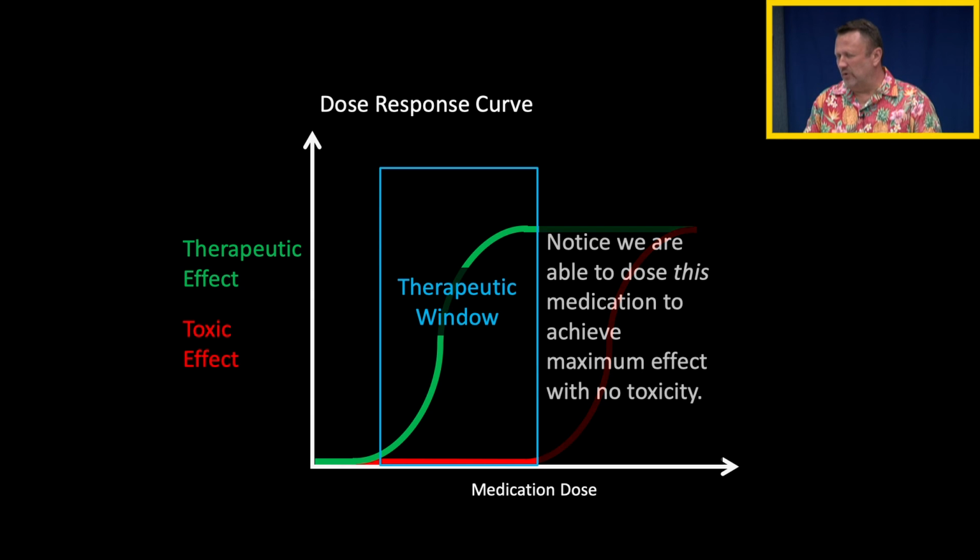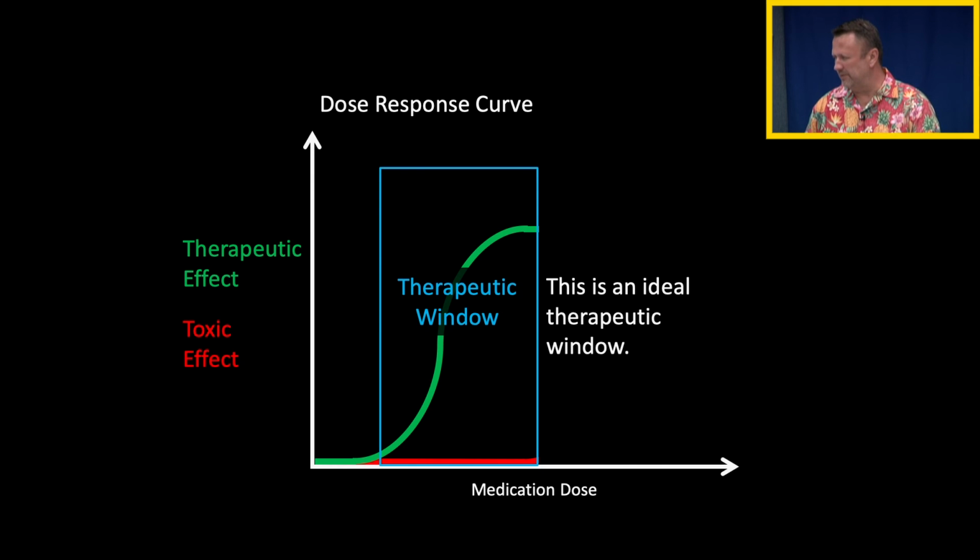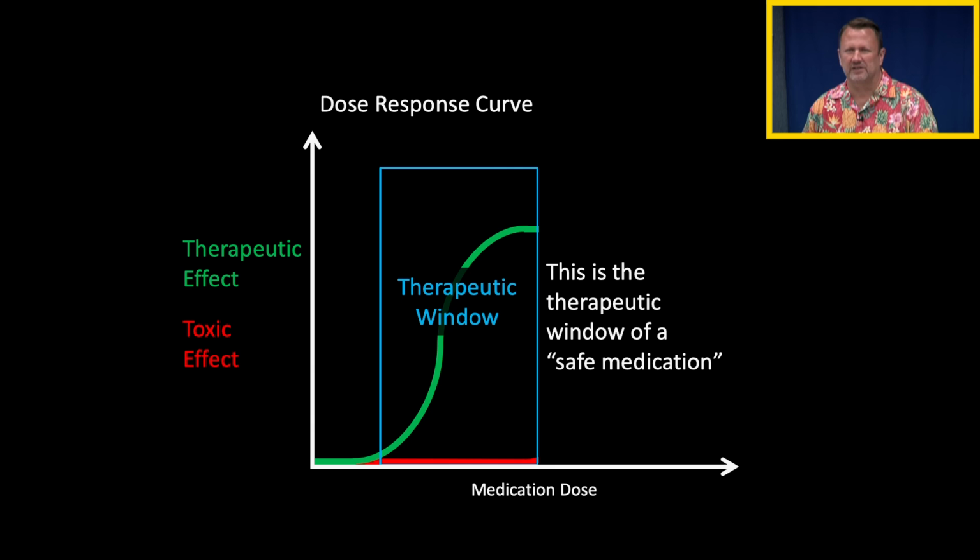And notice we're able to dose this medication to achieve maximum effect with zero toxicity. Wow, if every drug would be that way, then what a wonderful world it would be to get maximum therapeutic effect from a medication with no toxicity. And that is an ideal therapeutic window. All right? It's an ideal therapeutic window of a very safe medication. We can dose this with no toxicity whatsoever. That's a safe medication.